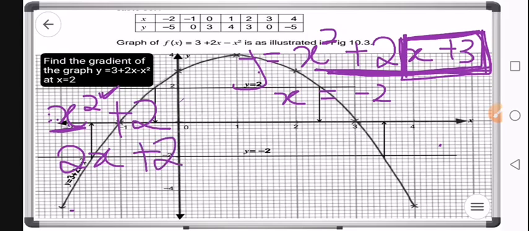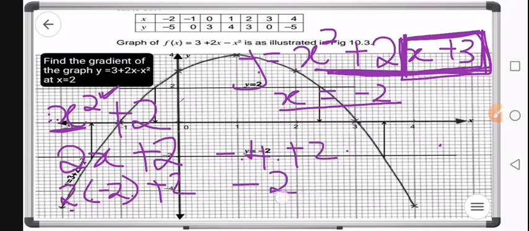Once you reach this stage, you are going to substitute. Where there is x, put the value of x, which in this case is minus 2. So I'm going to say 2 multiplying minus 2 plus 2. Then 2 times minus 2 gives minus 4 plus 2, and minus 4 plus 2 gives minus 2. Done. This is the gradient, okay?